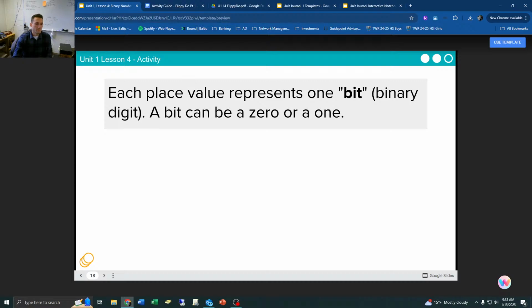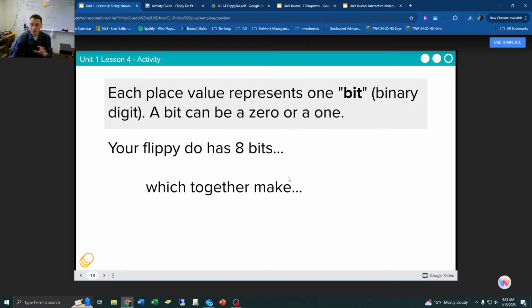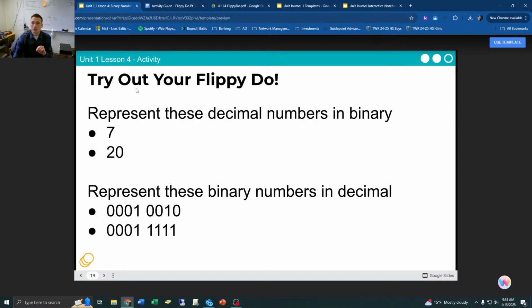Alright, now that we've got our Flippy-Do made, we're going to try out the 6 problems. So each place value represents 1 bit or binary digit. The bit can be a 0 or a 1. So your Flippy-Do has the 8 bits, which together will make 1 byte. 8 bits make a byte. So trying out our Flippy-Do, represent these decimal numbers in binary.